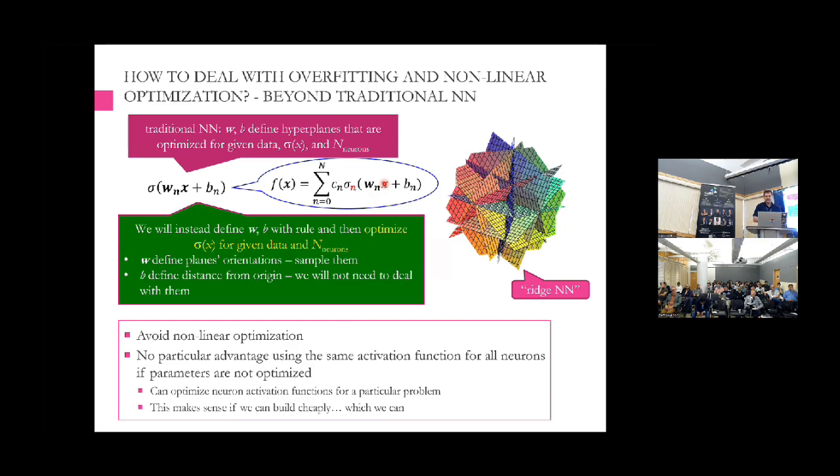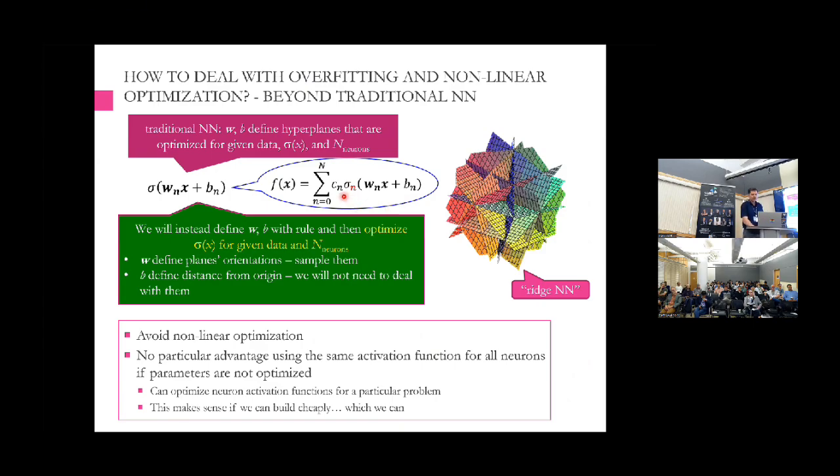So instead of letting W and B be optimized and taking the cost of nonlinear optimization and the dangers of overfitting, I will define W and B. I will define how to pass these planes through space, for example, with some random or pseudo-random algorithm. And to recover whatever I lost by not fitting them, I will instead find the optimal shape of sigma, which is optimal for each W and B. Outright, it doesn't sound like a good proposition.